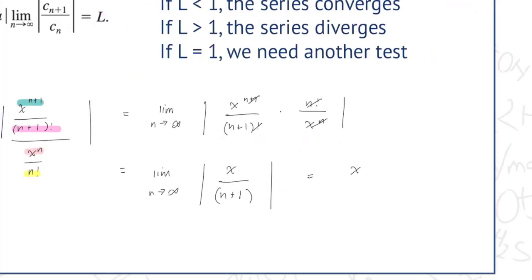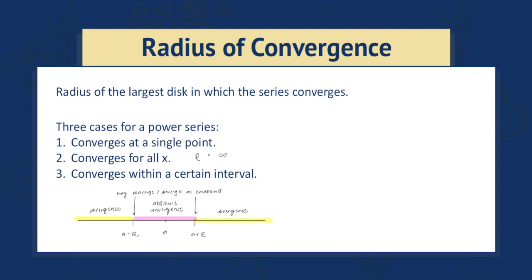If we substitute infinity inside all n, we will get x over infinity, which is equal to 0. So since 0 is less than 1, the series converges for all x. Which brings us to our next topic, all about the radius of convergence.